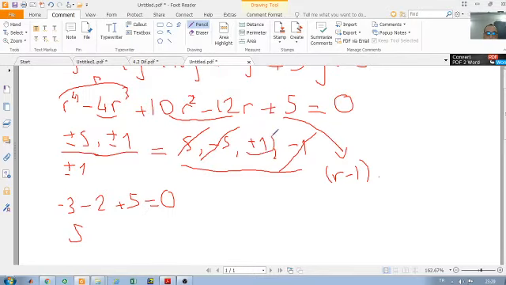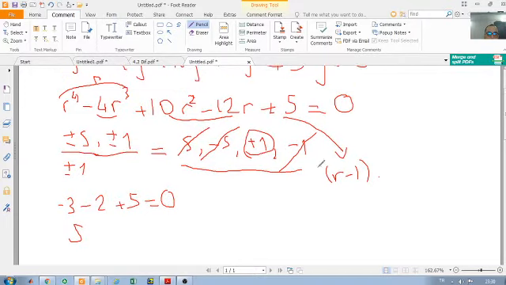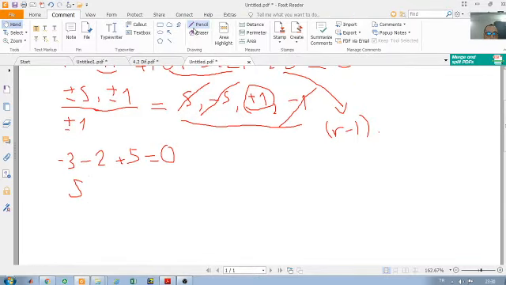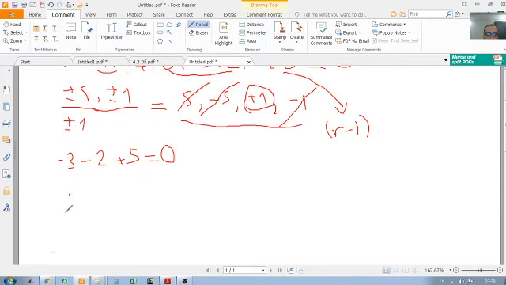So we have one possibility here: plus 1, namely r minus 1 is a factor of the characteristic equation. So how can we find the other roots? To find the other roots, we will use polynomial division to find the second factor. Therefore, we apply the polynomial division for this differential equation. Let's divide this polynomial by r minus 1.